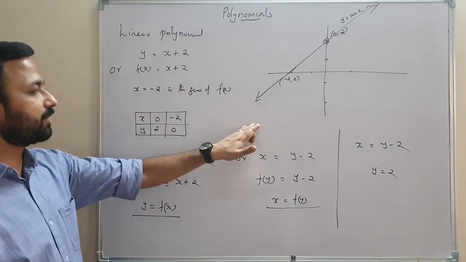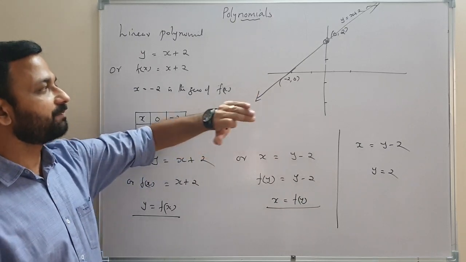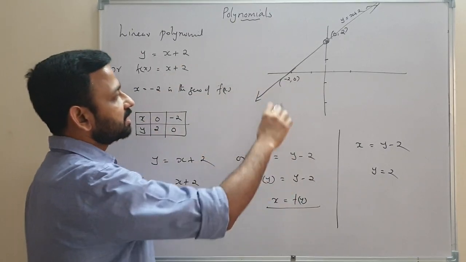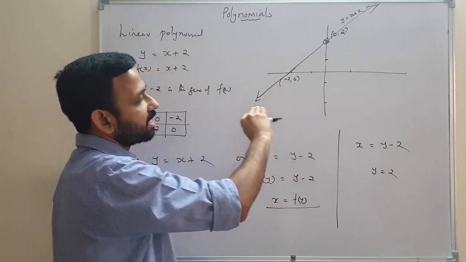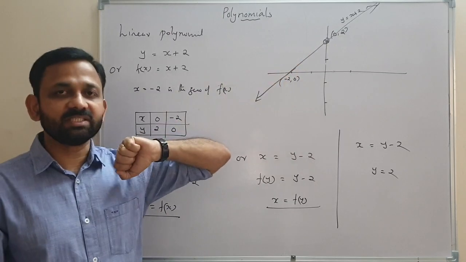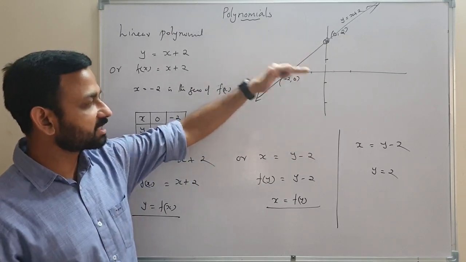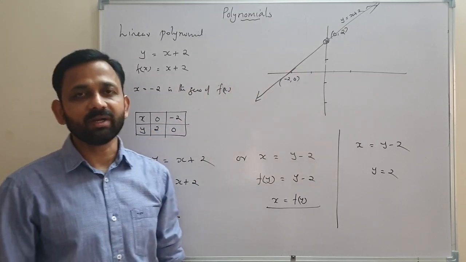And this is a linear polynomial. A linear polynomial has only one zero. And if you want to count the zeros in a linear polynomial, you just find in how many places it intersects the x-axis. So here it intersects the x-axis at one point, so the number of zeros will be 1.